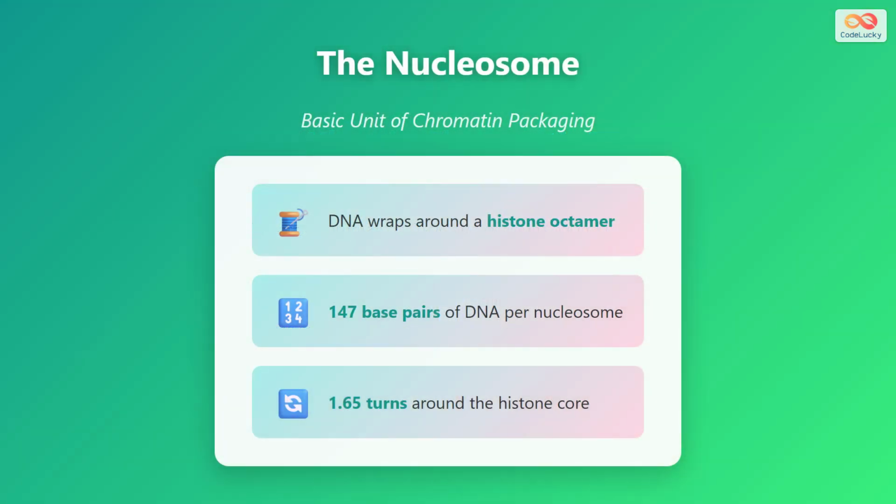The nucleosome is the basic repeating unit of chromatin packaging. Think of it as the fundamental building block of DNA organization. In a nucleosome, DNA wraps around a core of histone proteins. Specifically, 147 base pairs of DNA wrap around the histone core, making 1.65 turns around it. This structure resembles beads on a string when viewed under an electron microscope.